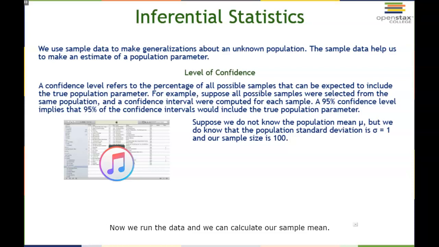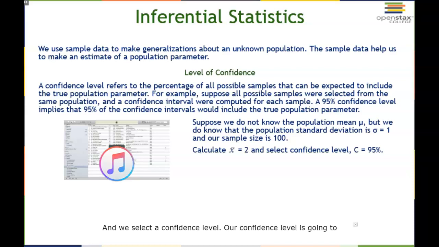Now, we run the data. We can calculate our sample mean. We'll say it's 2. And we select a confidence level. Our confidence level is going to determine the size of our interval. The bigger our confidence level, the wider the interval must be. So let's say our confidence level for this round is 95%.